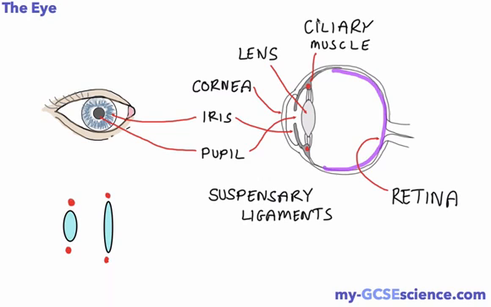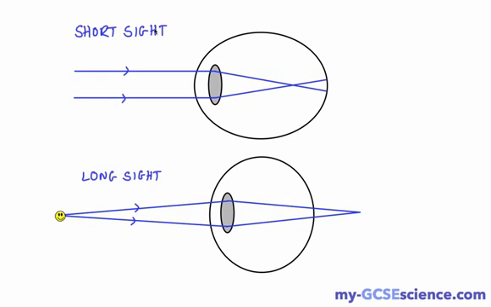The last quick label is the suspensory ligaments, and these are just ligaments that help to hold the lens in place, and they also contribute a little bit to changing the shape of the lens. Okay, so that's just a little bit of memory work that you have to know for the exam. What we're going to look at next is this idea of short sight and long sight, and what we can do to help correct that.